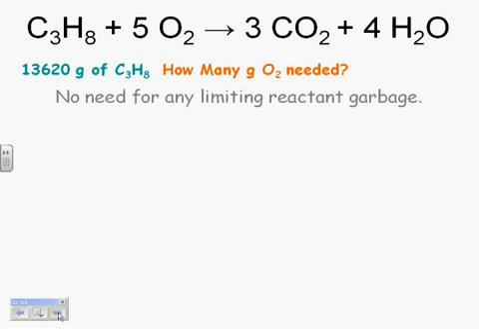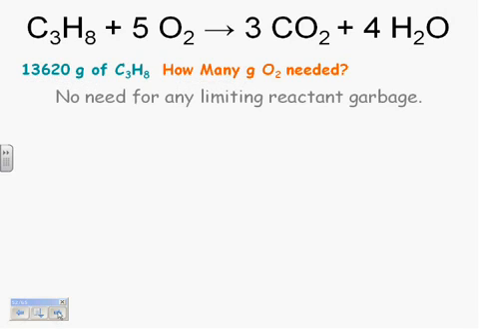And since it's not really asking us, it's not giving us two reactants, it's giving us one reactant and saying how much of the other one do we need. We pretty much are trying to figure out what's the perfect amount, what we call the stoichiometric amount of the other reactant, so that we have a perfect reaction here where both of them are used up.